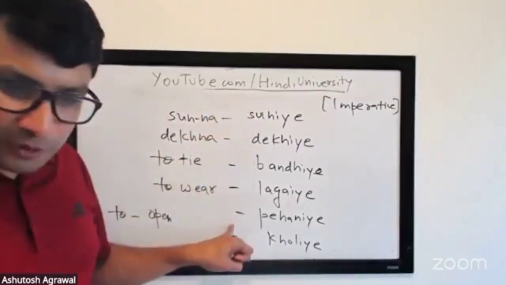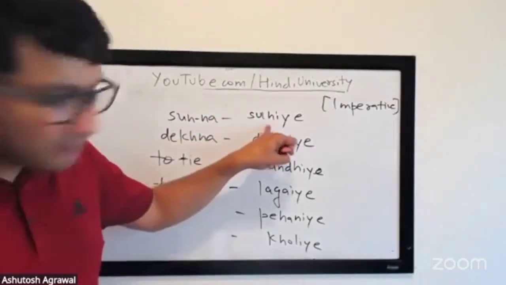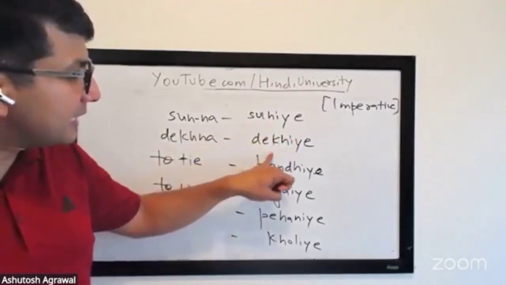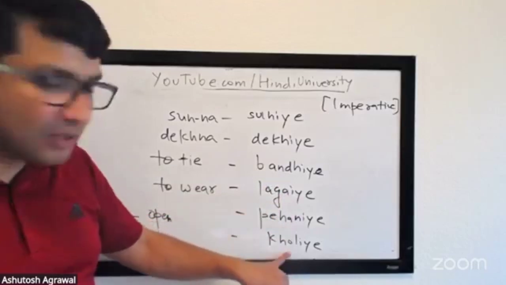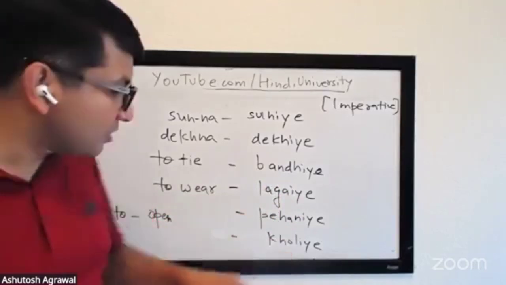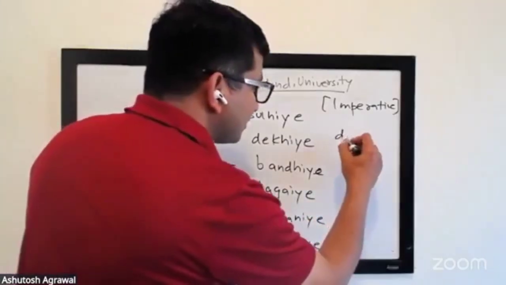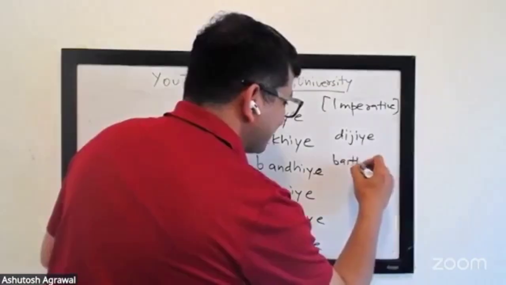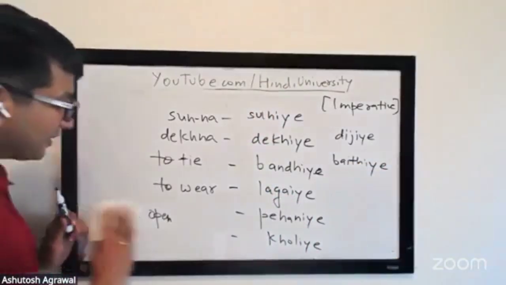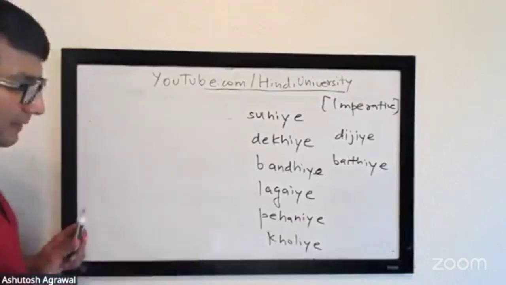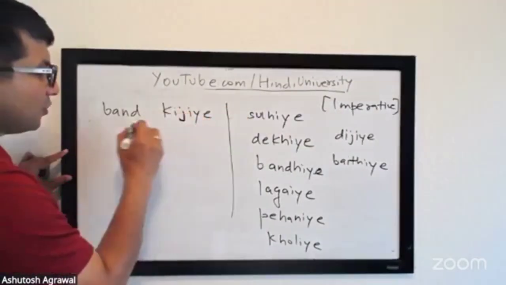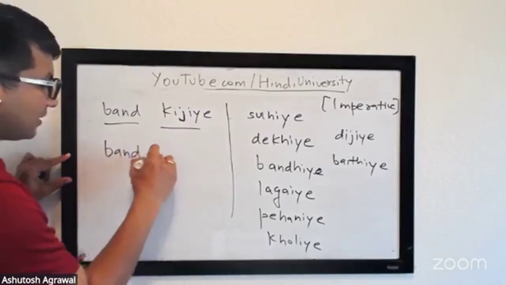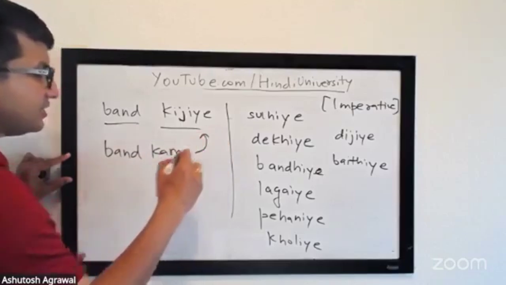If you know the words right away, you can just convert them into imperatives. And that's a polite way of requesting, like suniye, देखिए, बांधिए, लगाइए, पहनिए, खोलिए. Or if she's collecting the trash, it's DGA. What else? Anything else? Yeah, बैठिए. Beautiful. To turn off something would be बंद करना. So बंद करना is the verb, because it's irregular. It becomes बंद कीजिए.